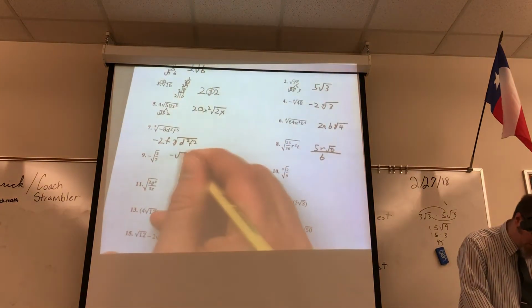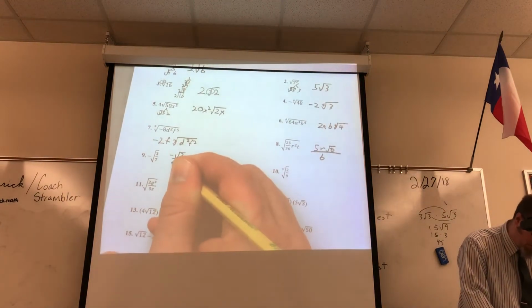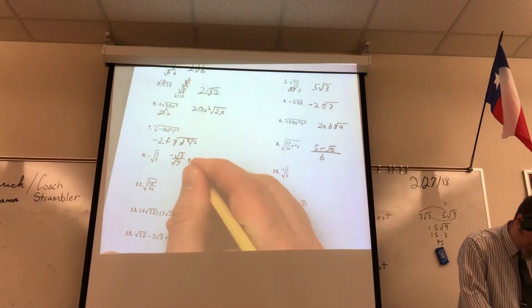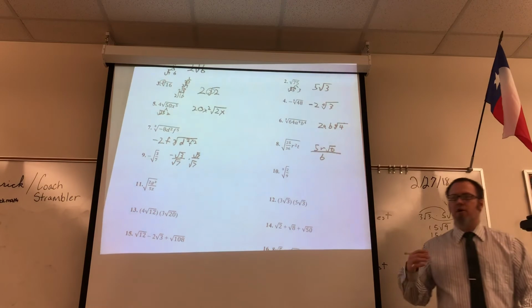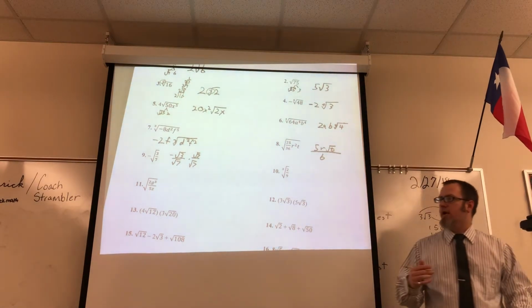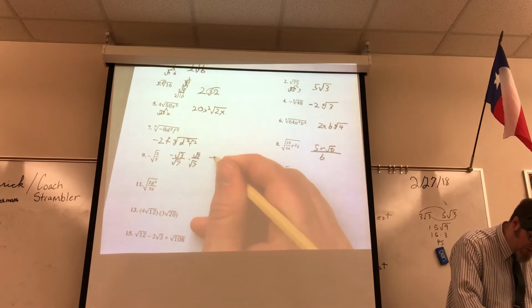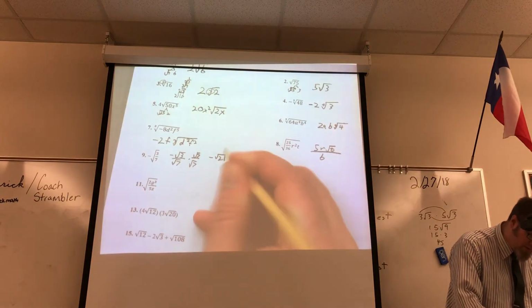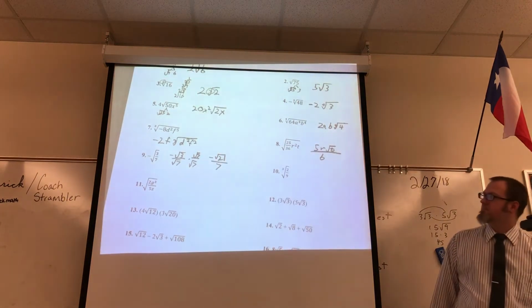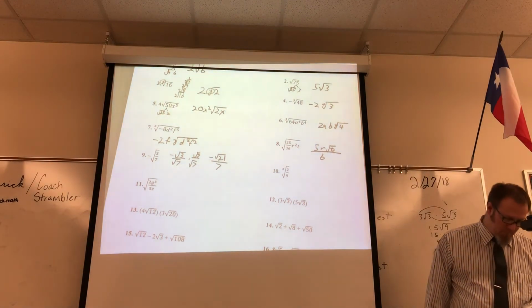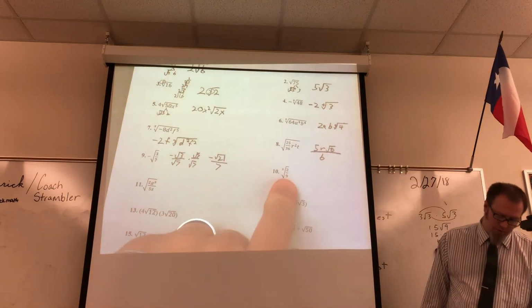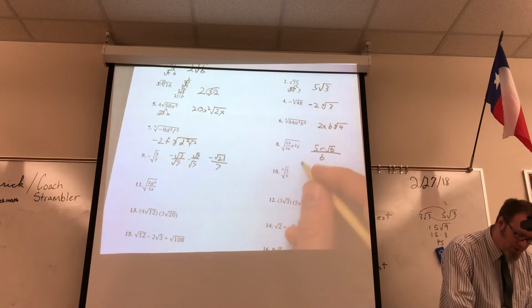On number 9, we can't reduce this. We have a negative square root of 3 over square root of 7. We multiply by square root of 7 over square root of 7. Not really a conjugate, just making it to where we don't have a radical left on the bottom. This is going to be the negative square root of 21 over 7. That's where we stop.